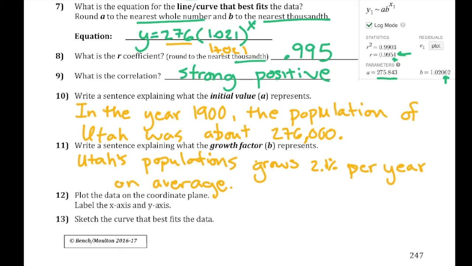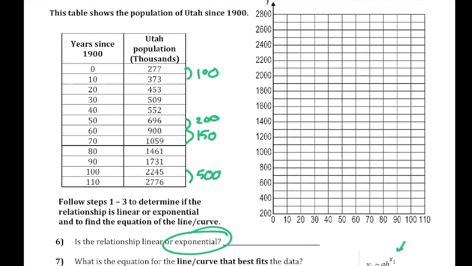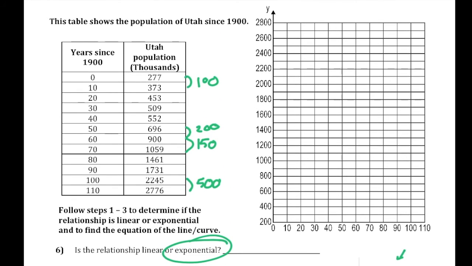Number 12 and 13 have asked us to plot the data on the coordinate plane, label the x and y axis, and sketch a curve that best fits the data above. Now we did this with our calculator, but let's just get a little bit of practice here on this coordinate plane. So remember, we're going to label the axes, and the labels come from the title of each side of our table. So the x is going to be years since 1900. And the y-axis will be labeled as Utah's population in thousands.